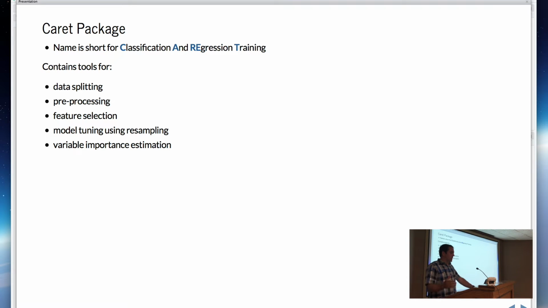In addition to wrapping all those modeling packages, it has a number of helper functions for things that you'll do along the way when doing machine learning. So data splitting and preprocessing, feature selection, model tuning, and variable importance estimation, amongst many other things you can still do in there.